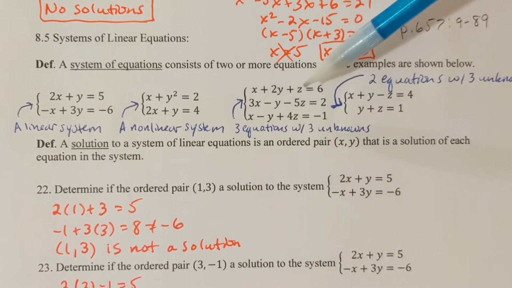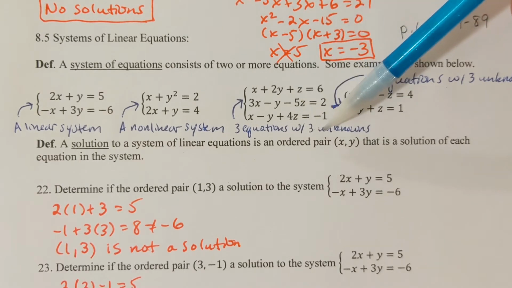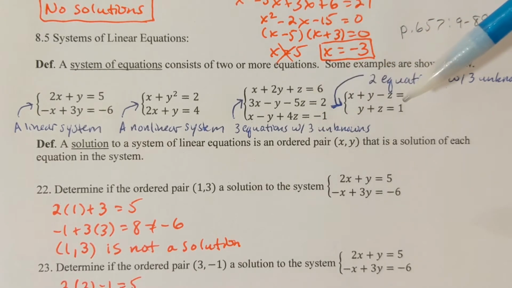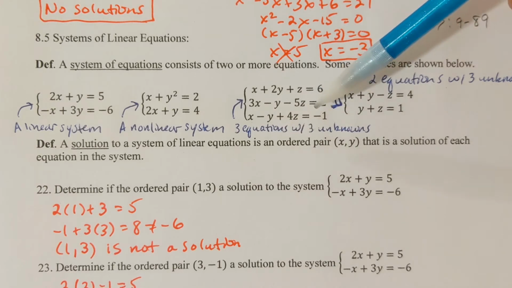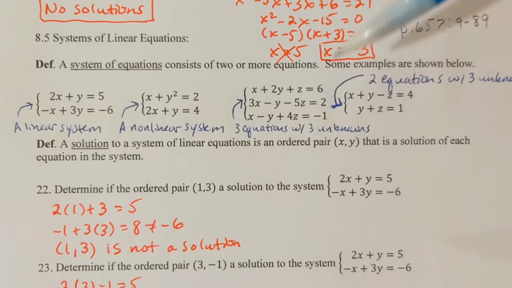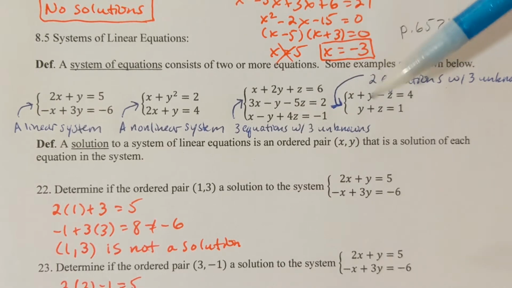In this one, I've got three equations with three unknowns. The unknowns are x, y, and z. Our focus is going to be just on two equations with two unknowns, although they do have some bigger systems in the section. You can look at that. We're just going to stick to 2 by 2 here. That's going to be good enough.